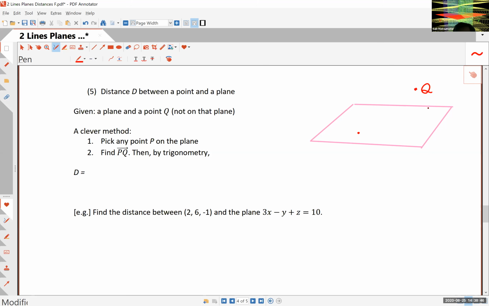How do you find this? Because if you pick a random point P on this plane, clearly the length PQ is not what you're looking for. You know what I mean by the distance D between this point Q and the plane, right? What you have to do is to draw a perpendicular line segment from Q to the plane, and then you find the distance. So that is what we're looking for. How do you find the distance D between Q and the end of this perpendicular that's drawn from Q straight down to the plane?